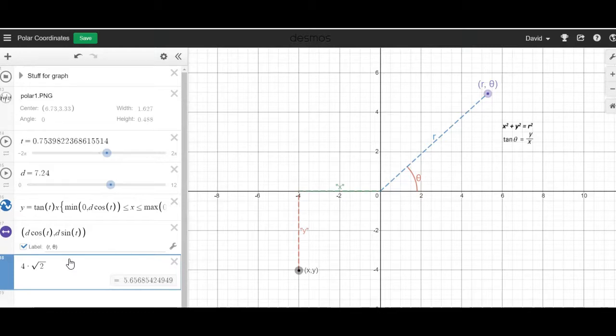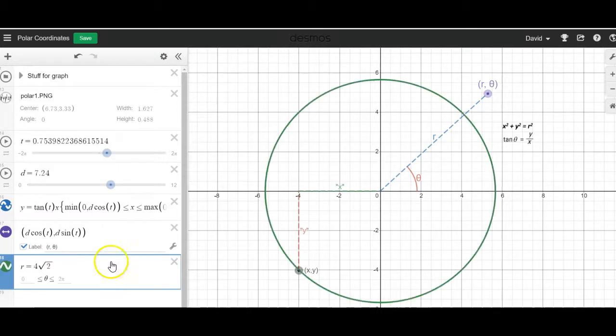Desmos has a built-in polar mode. So if I type in r equals 4 square root of 2, and by the way, I can take away that times dot, it will put a circle on here with the radius 4 square root of 2. And notice it goes right through the center of that point. Okay? And notice this also has this polar mode.